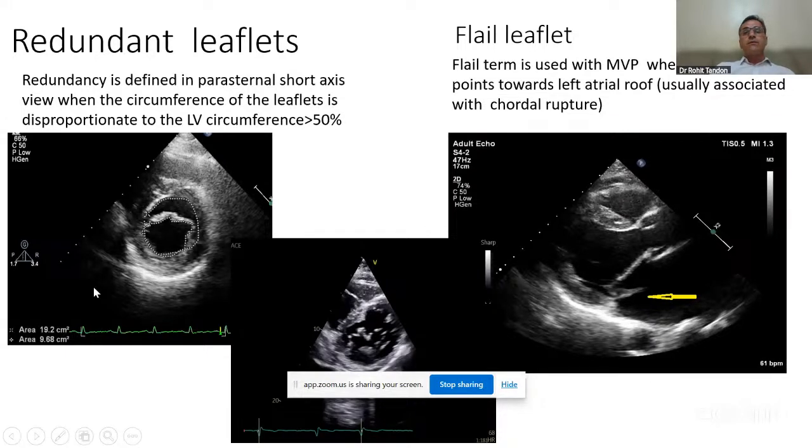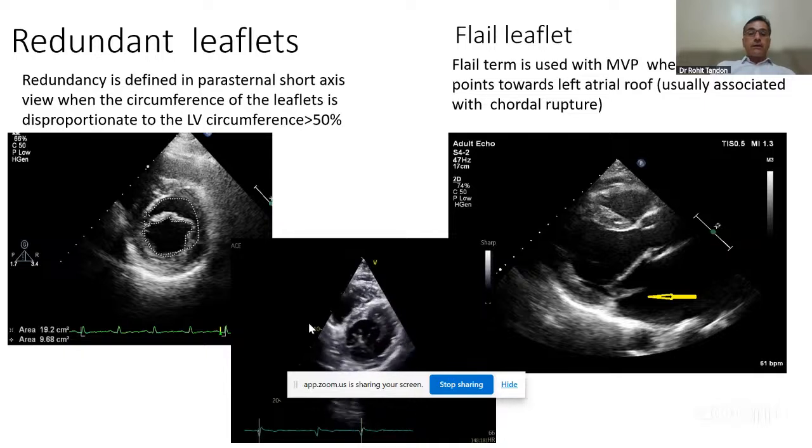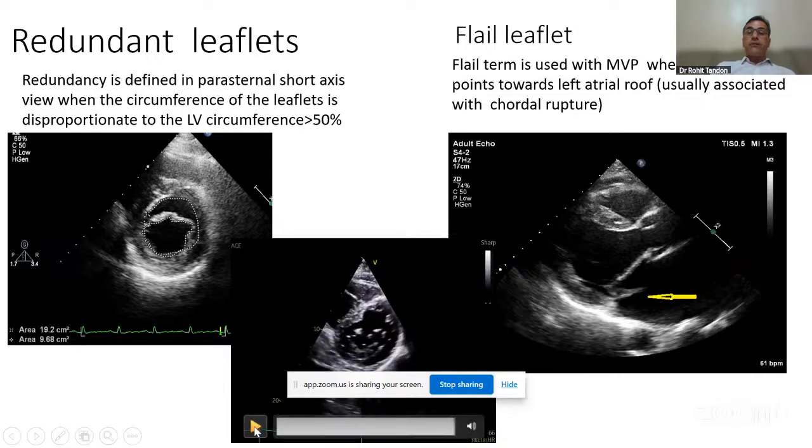Then further terms associated with mitral valve prolapse, one is redundant leaflets. Redundancy is defined in the parasternal short axis view, where the thicker leaflets encompass more than 50% of the LV cavity. So there is basically a valve-ventricle discordance in the LV cavity. Here we can see an example of a patient having a large valve covering most of the cavity of the left ventricle. These are the redundant leaflets in mitral valve prolapse.